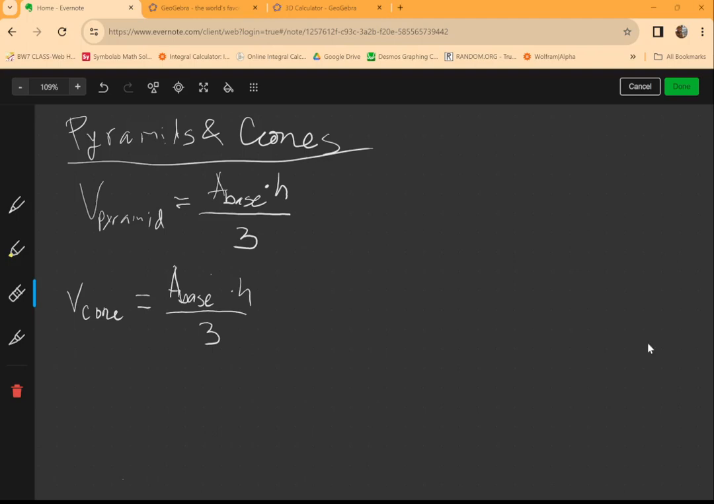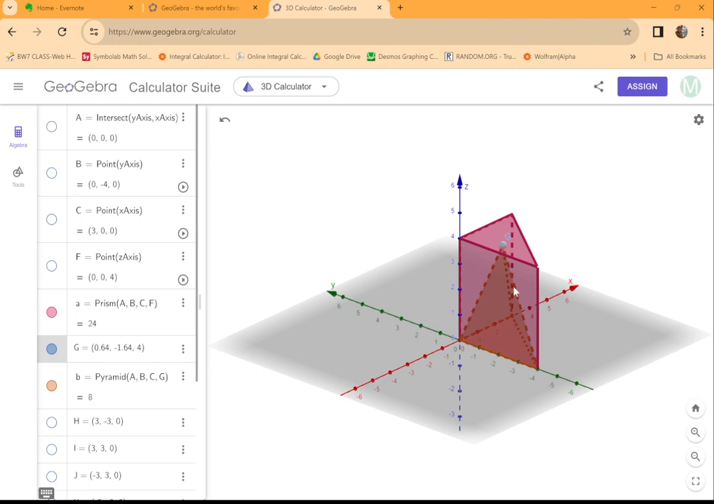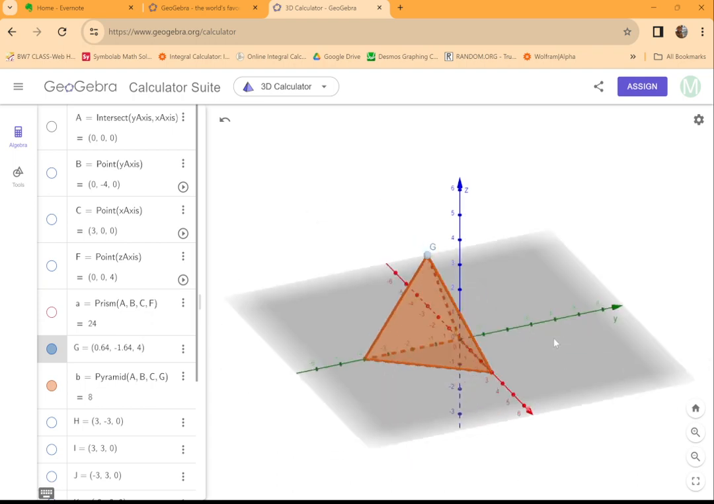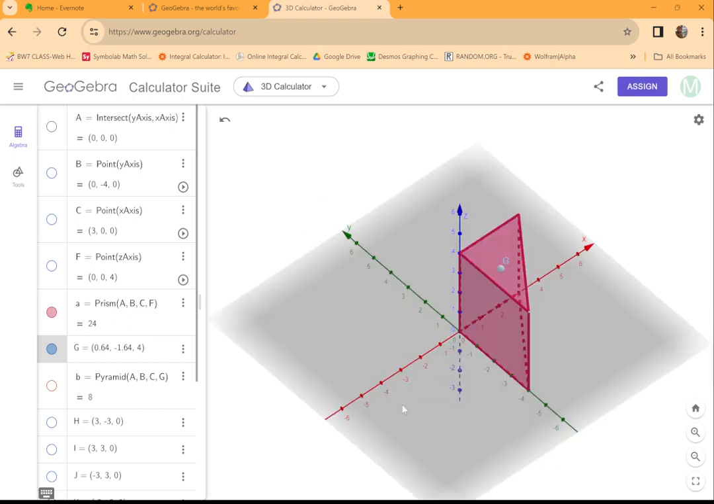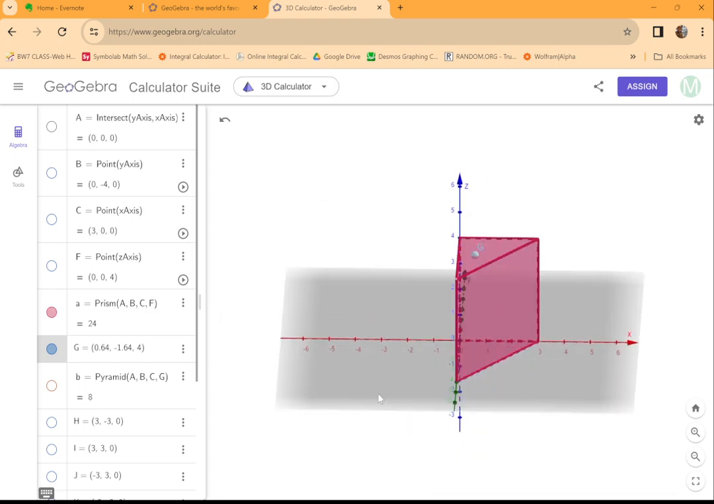Okay, so we're going to take a look at pyramids and cones. All right, so let's take a look here. We're going to differentiate between a prism and a pyramid. Before, we took a look at cylinders, but we also talked briefly about what a prism is.